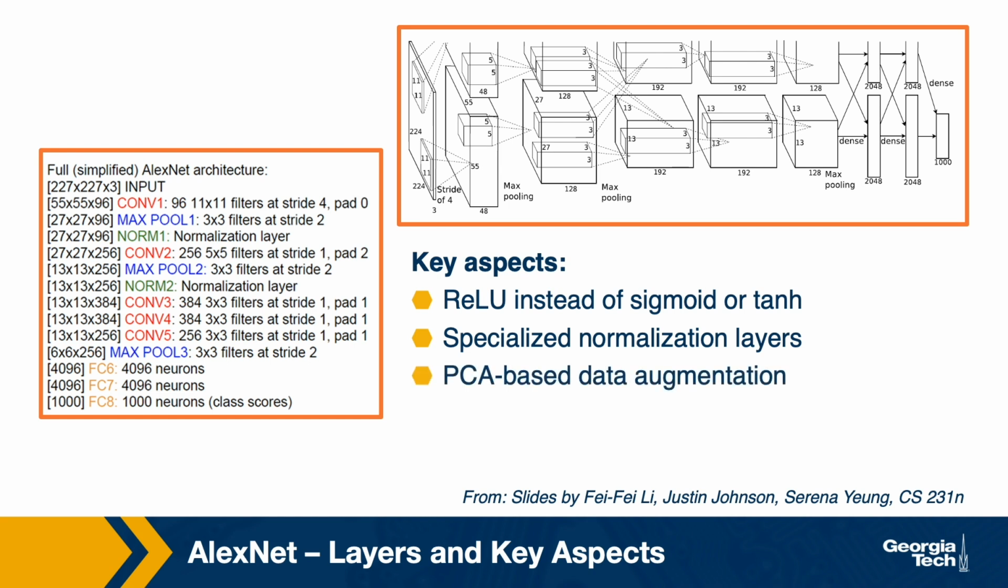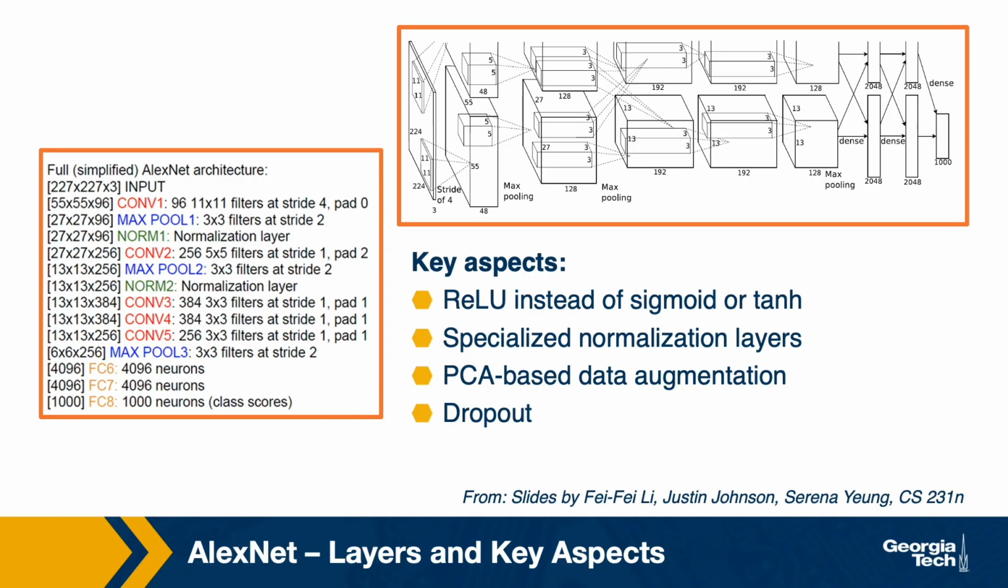They actually used PCA-based data augmentation. So PCA is principal component analysis, and you can use it to, for example, model different lighting conditions, because lighting actually tends to produce the most variance in your data. And so that's an interesting form of data augmentation. Again, it's a little bit computationally heavy and not done anymore.